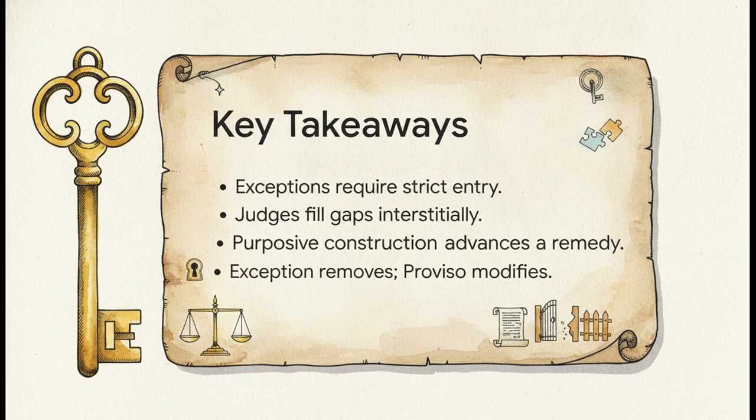3. Purposive construction allows an exception to be expanded slightly, like reading in as in or through, if it's strictly necessary to advance a remedy and make the statute workable. 4. An exception removes a case entirely, while a proviso modifies a rule with a condition. And 5, that procedural goldmine we just talked about, plaintiffs must negate exceptions in their claims, while defendants must actively plead provisos as their defense.